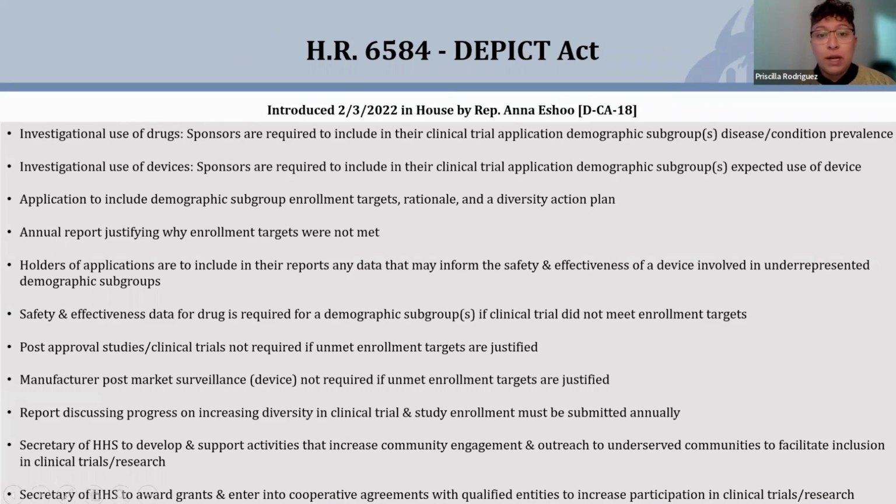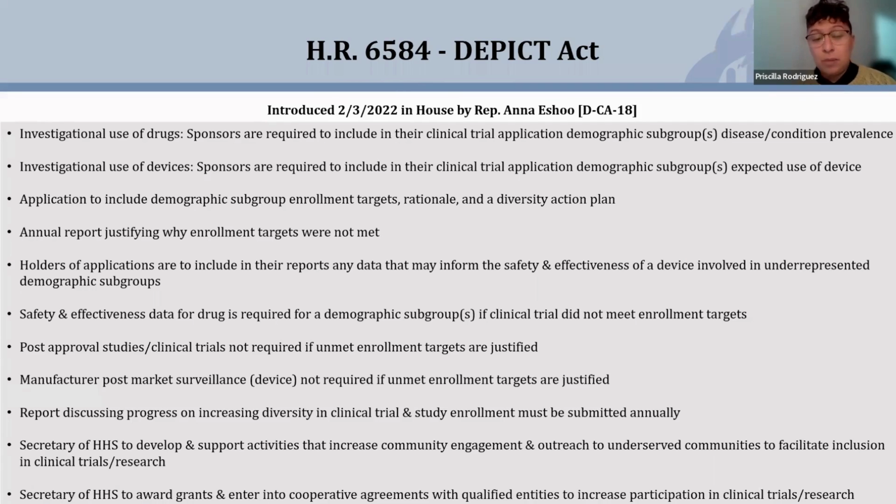All right, the second bill we're going to take a look at is the DEPICT Act, which was introduced on February 3rd, 2022 in the House by Representative Anna Eshoo. And the purpose of this bill is to direct the Commissioner of the FDA to amend regulations to increase clinical trial diversity. So it discusses investigational use of drugs, and sponsors are required to include in their trials applications regarding demographic subgroup disease and or condition prevalence.